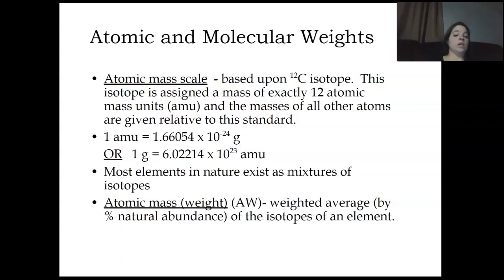So most elements in nature exist as a mixture of isotopes, like we've seen. And how we see this is when we did the atomic mass, weight, the AW. That is the weighted average. You're multiplying the weight, like 12 carbon, 13 carbon, 14 carbon, by the percent you see in nature, and then you're going to add all of that up, and then it'll give you the average atomic mass.